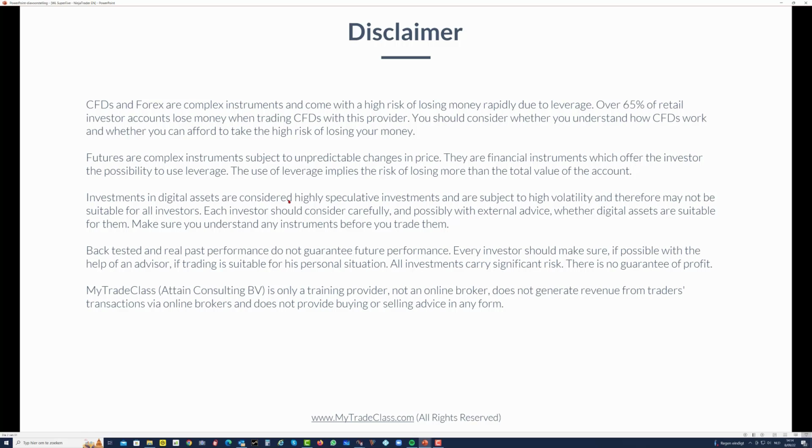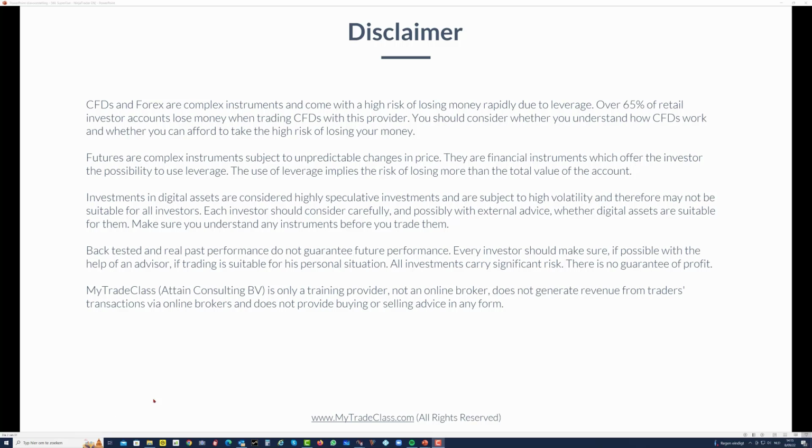Now, my trade class is a training provider. We are not a broker, and we do not generate revenue from traders' transactions via online brokers. So when it comes to this part of the business, we are neutral.